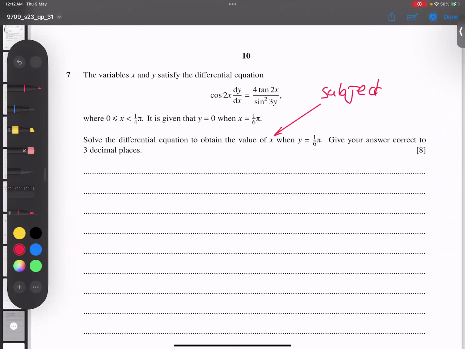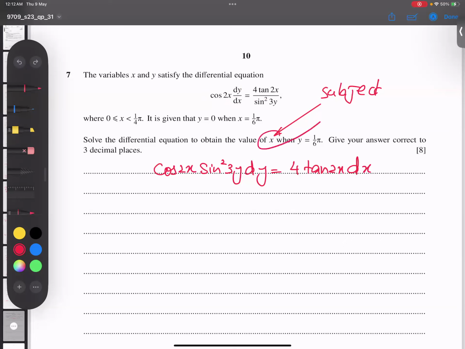So first of all, I will cross multiply. This dx will go there and this will go to the left side. Because I have to bring all x values to the left hand side, I get cos 2x into sine square 3y into dy equal to 4 tan double x dx. I repeat again, students, this multiplies on the left hand side and this multiplies on the right hand side. So I get this form.